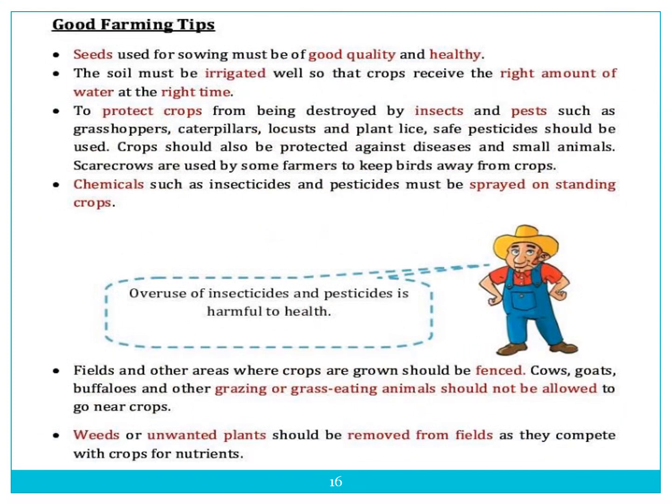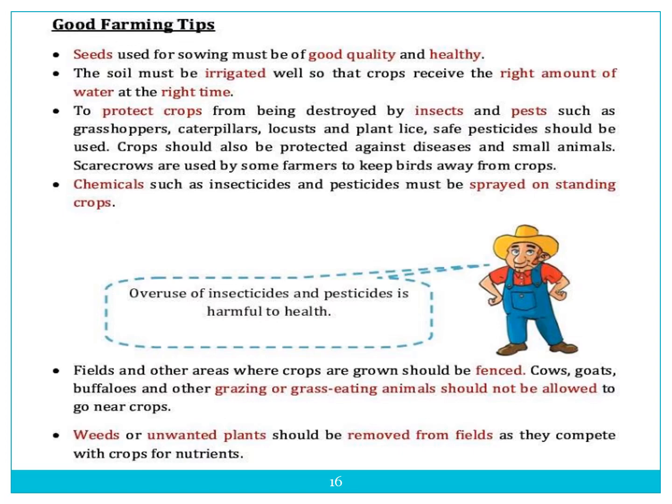What are the tips for good farming? For good farming, seeds used for sowing must be of good quality and healthy. The soil must be irrigated well so that the crops receive the right amount of water at the right time. To protect crops from being destroyed by insects and pests such as grasshoppers, caterpillars, locusts and plant lice, safe pesticides should be used. Crops should also be protected against diseases and small animals.